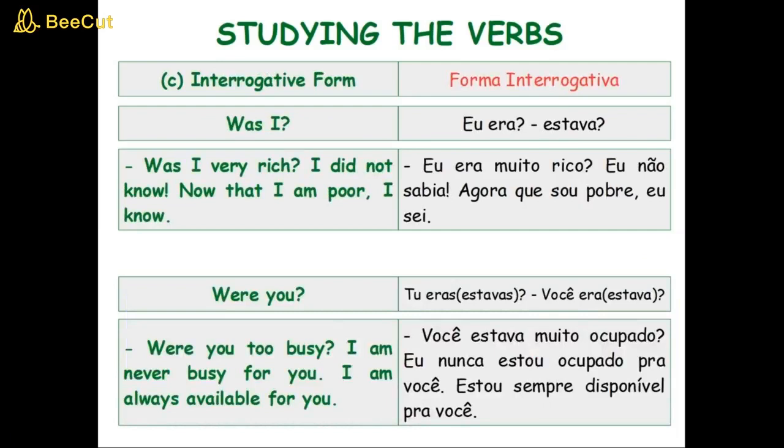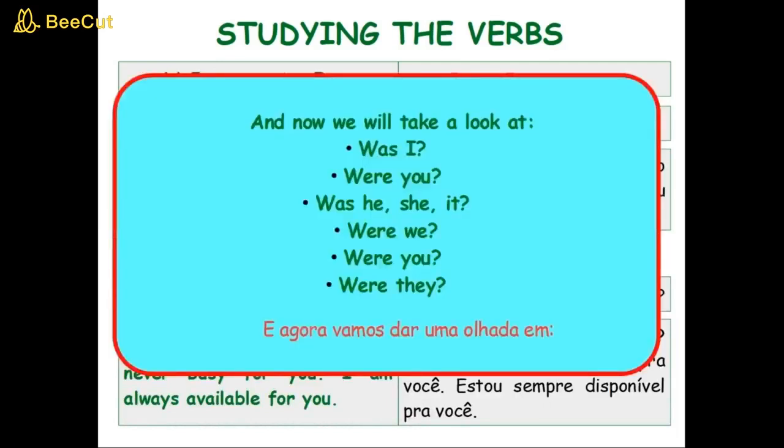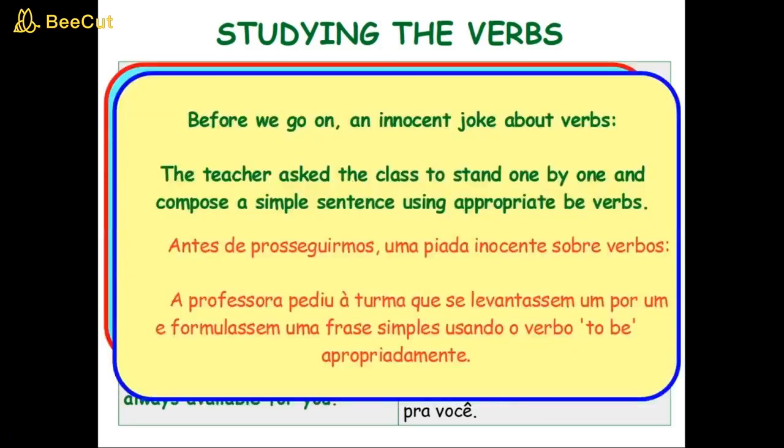Interrogative form. And now we will take a look at was I, were you, was he, she, it, were we, were you, were they? Before we go on, an innocent joke about verbs. The teacher asked the class to stand one by one and compose a simple sentence using appropriate be verbs.